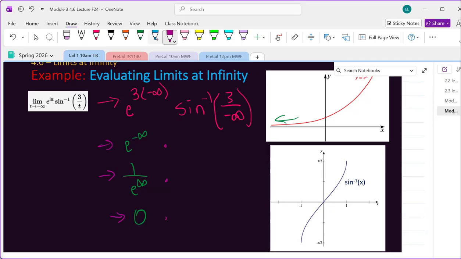All right, now we're going to look at what happens with our inverse sine here. So inside, 3 over negative infinity. That's a constant over infinity, so that's going to 0. So we really are asking, what's the inverse sine of 0? And when we look on our graph for inverse sine, yeah, inverse sine of 0 is 0. So I ended up with 0 times 0. 0 is my final answer here.